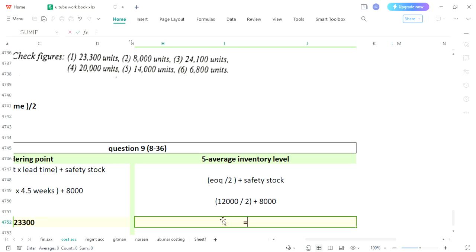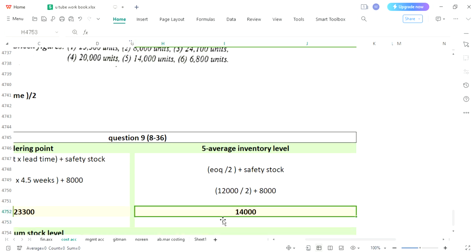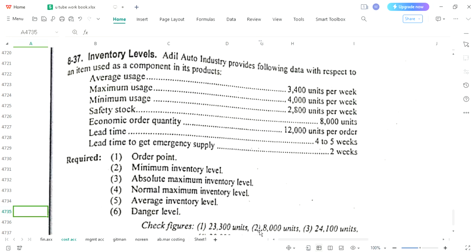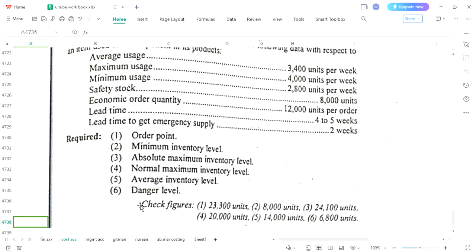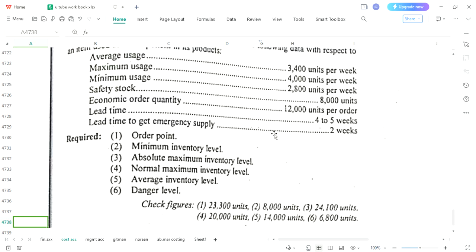First bracket start 12,000 divided by 2, bracket closed, add 8,000. So we have average inventory level, and it was required in number 5. Number 5 answer is 14,000, and we have also calculated 14,000. So number 5th requirement has also been completed. Let's see what is next.